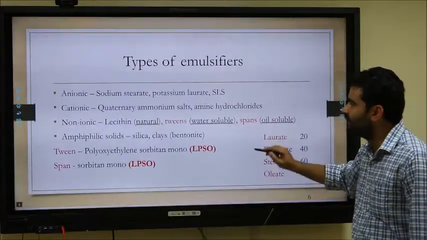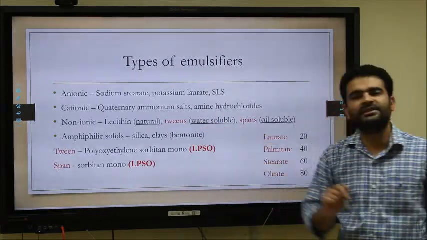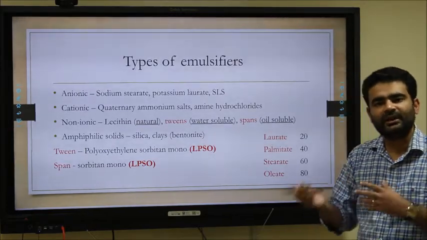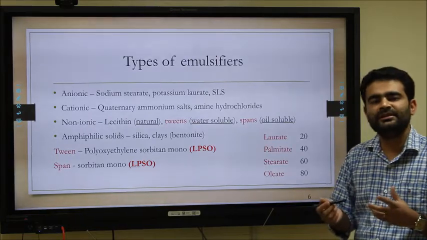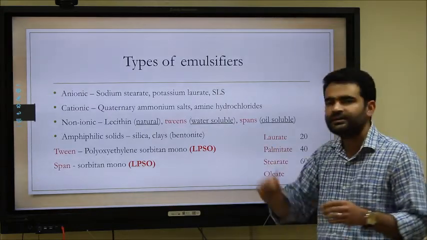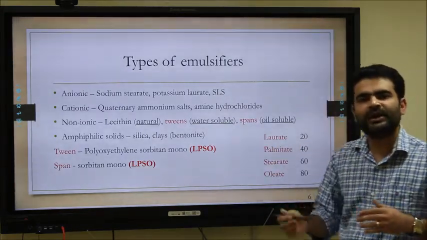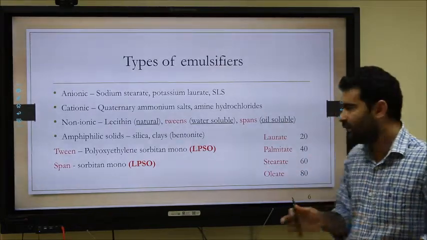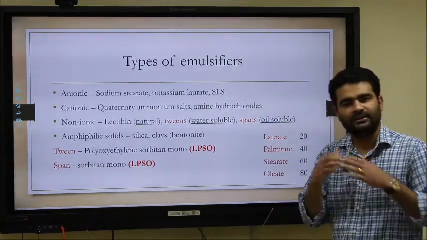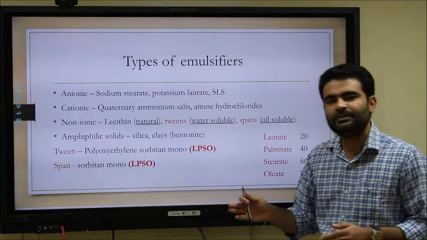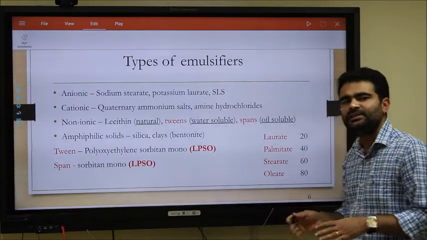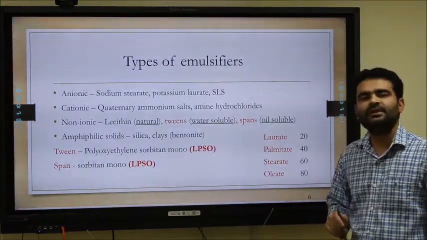One thing I want to add in this, that Tweens are water-soluble emulsifiers. So when you have to prepare an oil in water type emulsion, because the dispersion phase, the bulk phase, is water, we use water-soluble Tweens. And when we have to prepare a water in oil type emulsion, which means the bulk phase is oil, we will be using Spans, that are oil-soluble emulsifiers.